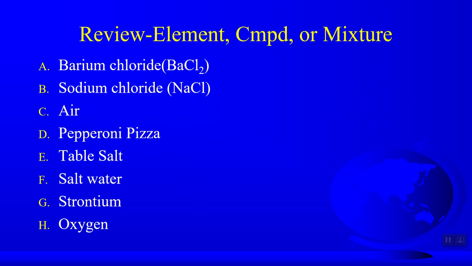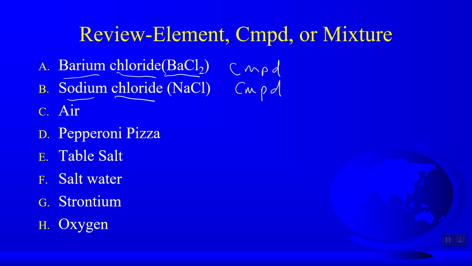All right. What do you think? Element, compound, or mixture? Let me help you think it through. A, barium chloride. Notice that I gave you two element names. If you have two element names like that and a formula, it is a compound. Compound. Now, for the rest of these, you just have to kind of think them through. If you don't know for sure, then look them up.